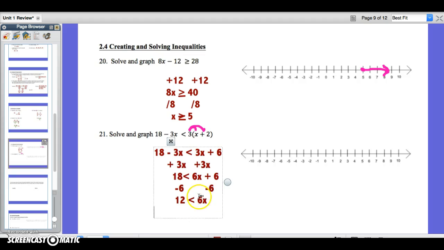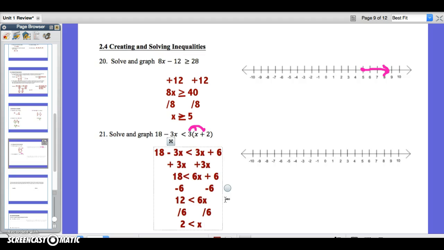My next step is the 6 is tied to that x by multiplication, so the inverse operation of multiplication is division. So I'm going to divide both sides by 6. When I do that, I'm going to get 2 is less than x.